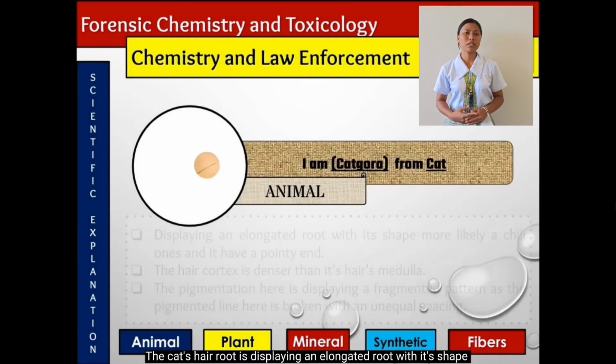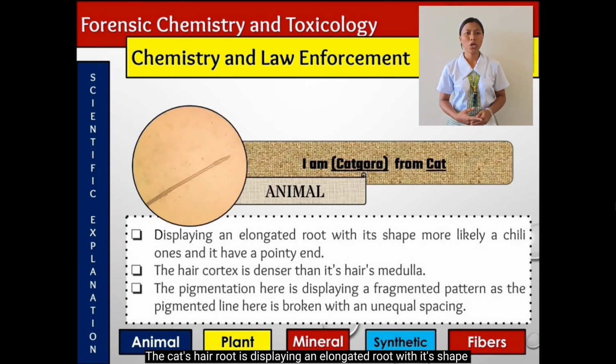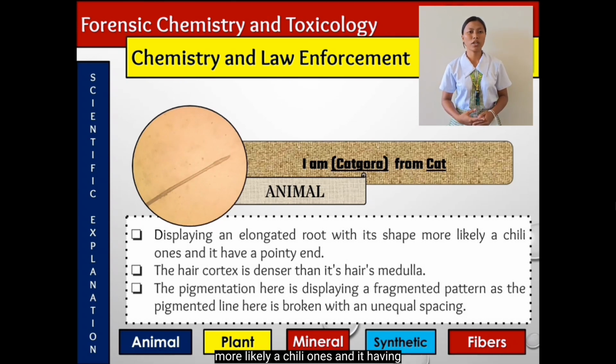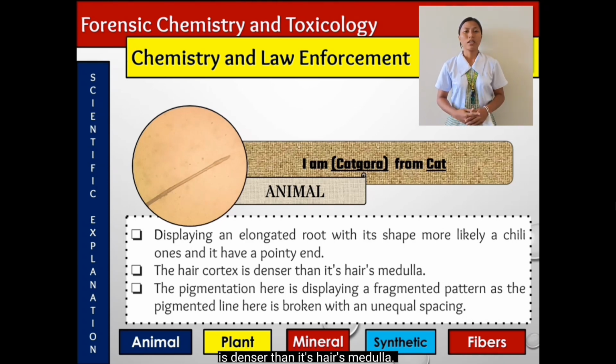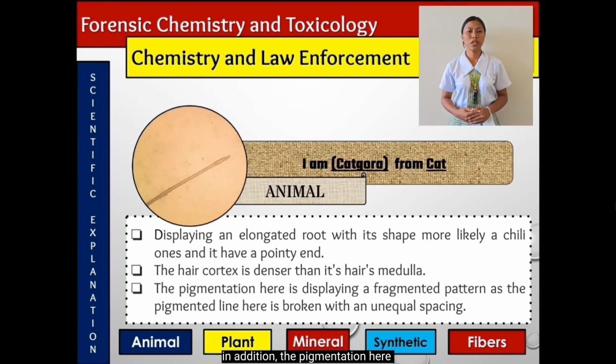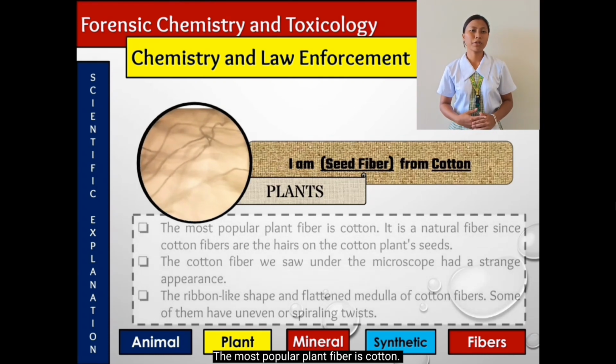The cat's hair root is displaying an elongated root with a shape more like a chili and has a pointy end. Besides, its hair cortex is denser than its hair's medulla. In addition, the pigmentation here is displaying a fragmented pattern as the pigmented line is broken with unequal spacing.